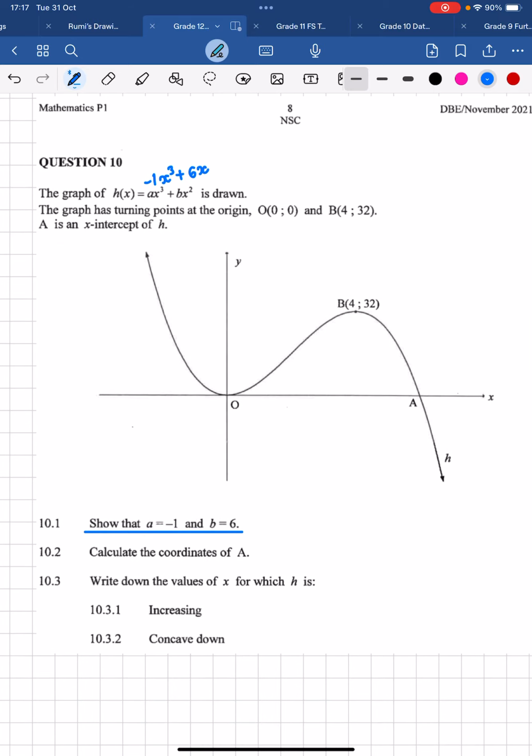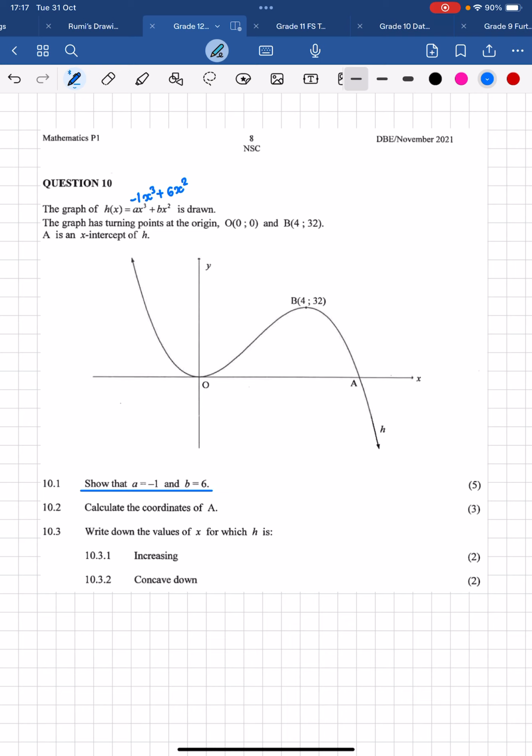They will always either say, show that a is this and b is this, or show that the equation is this. They will always give you the values. Now, a mistake that a lot of people make is that they think you can just sub in points and say, oh, these points work in this equation, so that is why a is -1 and b is 6. You are not allowed to do that. You have to do this question as if these values aren't actually given, as if you are just given this equation and this graph and they're asking you to find the equation. You are just going to check at the end that you actually got these values.